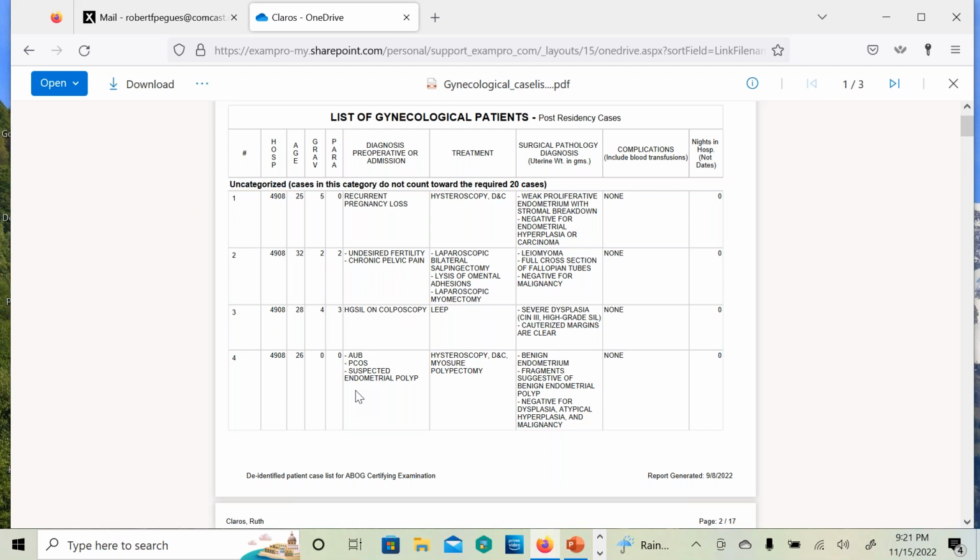Because even with the D&C, is our endometrial sampling 100%? Well, I would say no. It's better than an endometrial biopsy, but no. People like to say it's 80 to 90%. It's 60% at best.